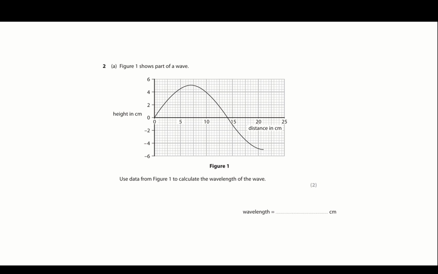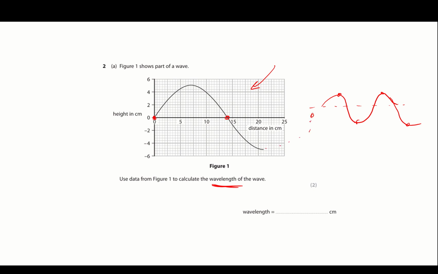Okay, question 2. This is an overlap question from the foundation paper, and it's about waves. We can see a wave diagram here, and it says calculate the wavelength of the wave. What makes this tricky is, if that's the rest position there, usually we'd go from the peak of the wave to the peak of the wave, or trough to trough, but we haven't got that. We've only got half a wave on the screen. So we're going to go from midpoint to this midpoint here.